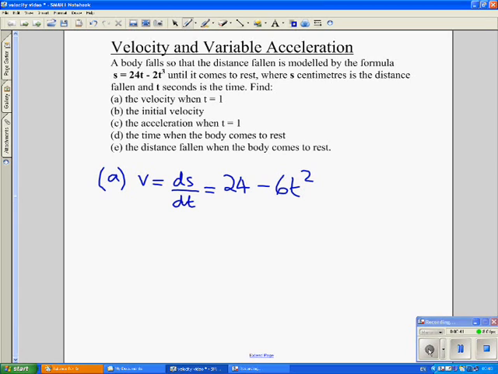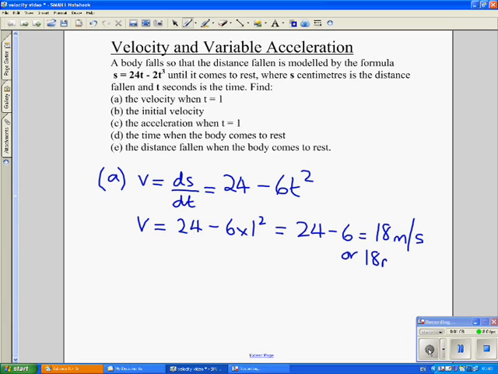Now we need to find the velocity when t equals 1, so we now substitute in when t equals 1. So we'll be given v equals 24 minus 6 multiplied by 1 squared, which will give us 24 minus 6, which is 18 meters per second. We can write it with a slash sign, or we can write it 18 ms to the minus 1. Oops, one error there. It should be centimeters. So I'll change that into centimeters.